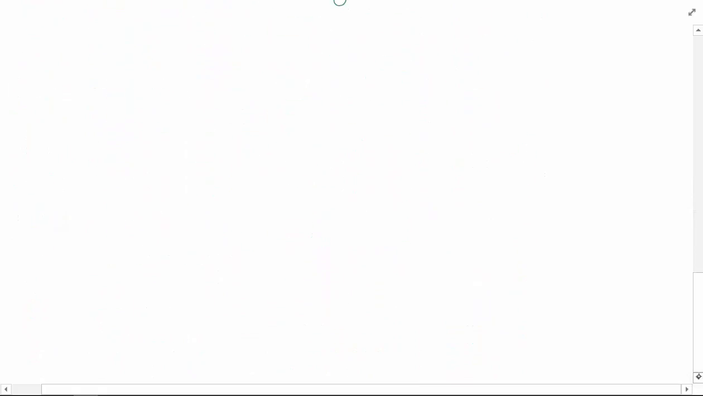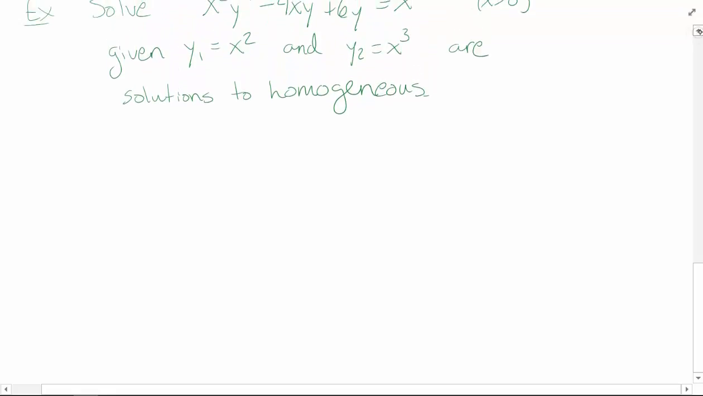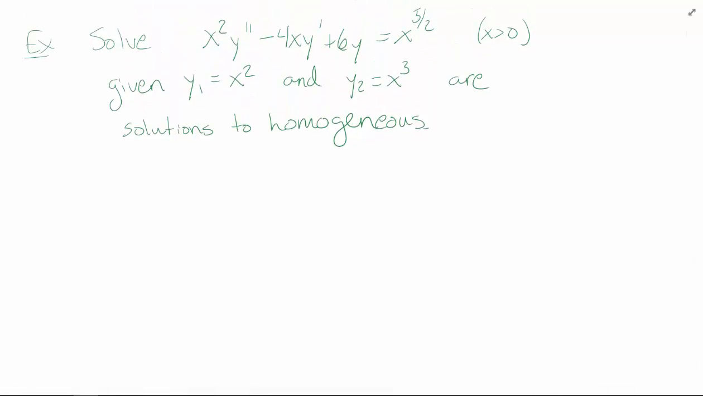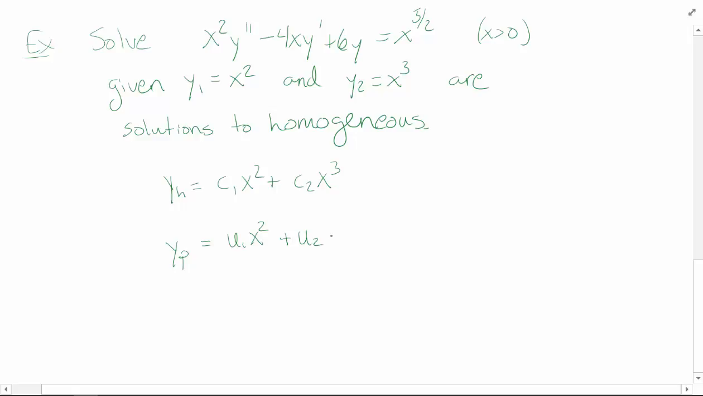So let's try an example. We would like to solve this second order linear non-homogeneous DE, x squared y double prime minus 4xy prime plus 6y equals x to the 5/2. Given that we already know y1 equals x squared and y2 equals x cubed are both solutions to the homogeneous, my homogeneous solution is going to look like c1 x squared plus c2 x cubed. So I have to go find my particular, which is going to look like some u1 times y1, which is x squared, plus u2 times y2, and my y2 is x cubed.